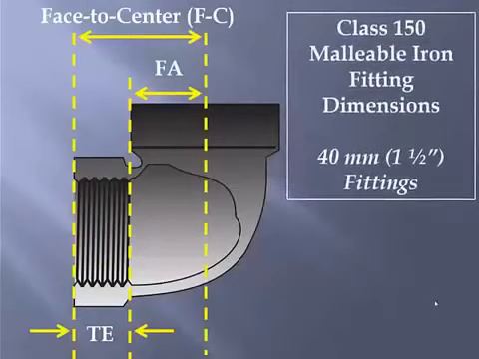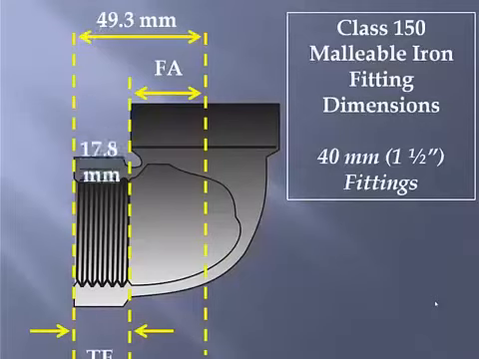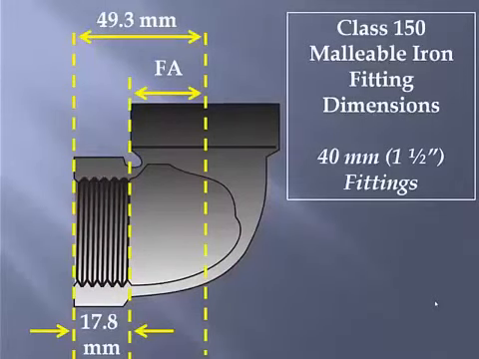So let's take a look at some actual measurements from a 1.5-inch malleable iron fitting. We're using metric dimensions, so a 1.5-inch malleable iron fitting is often referred to as a 40 millimeter fitting. The face to center of a 40 millimeter malleable iron fitting is 49.3 millimeters. The thread engagement is 17.8 millimeters. Again, these dimensions are well published and easily referable. What the pipe trades worker will be required to calculate is the fitting allowance when given the face to center and thread engagement for any specific fitting.